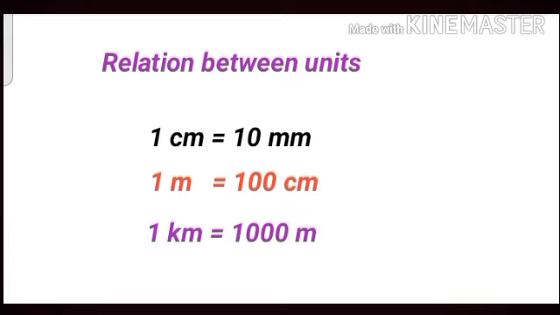So this is the relation between the units. 1 centimeter is equal to 10 millimeter. cm means centimeter, mm means millimeter. 1 meter is equal to 100 centimeter. 1 kilometer is equal to 1000 meter. I hope you have learnt thoroughly about the measurement of length.